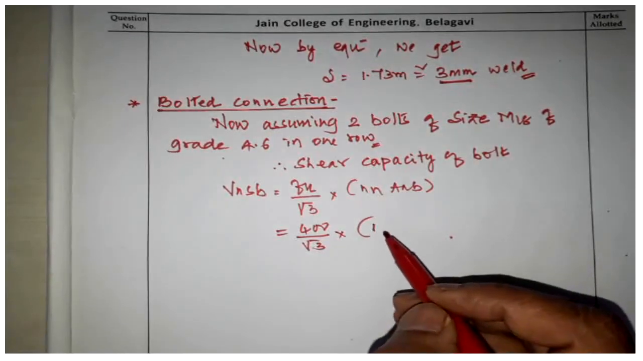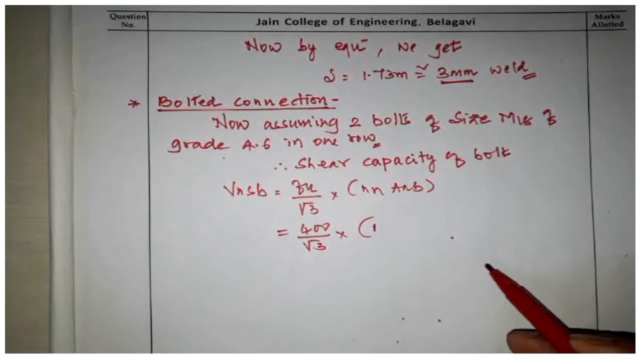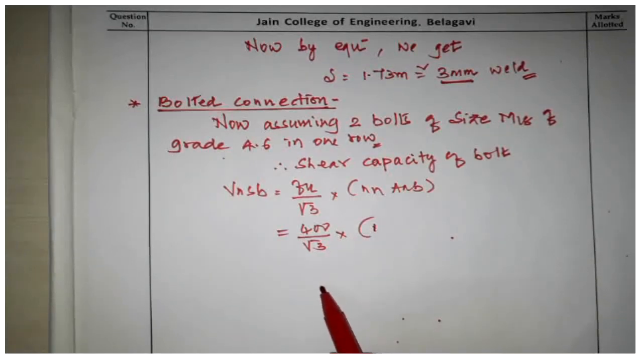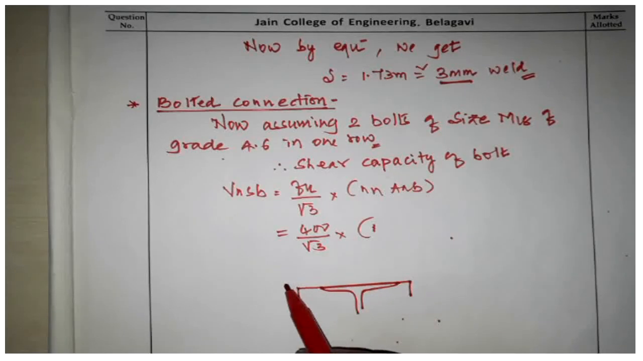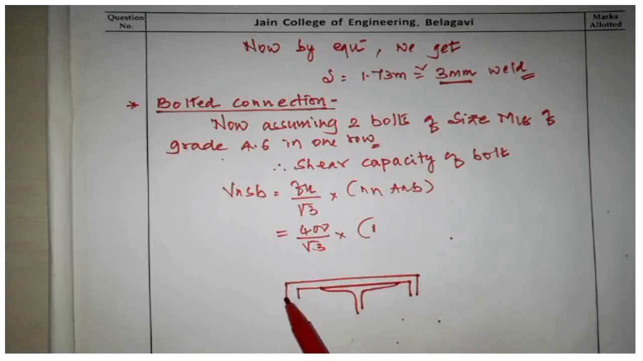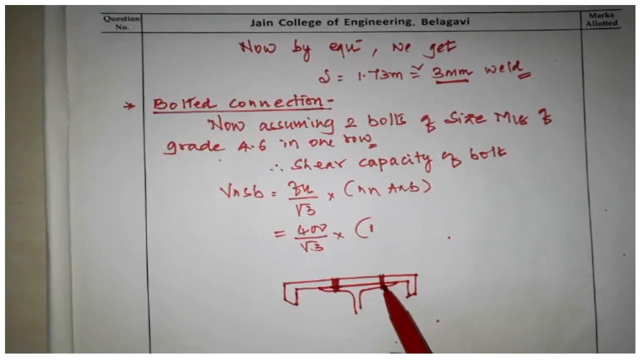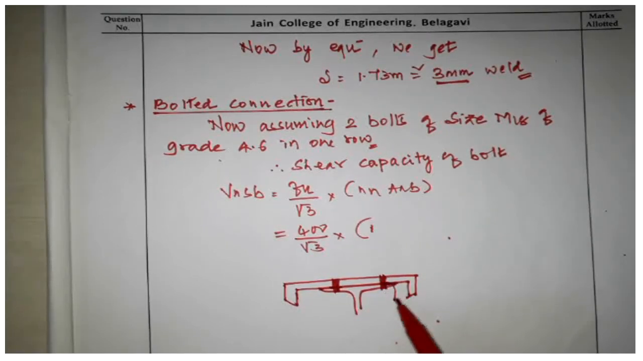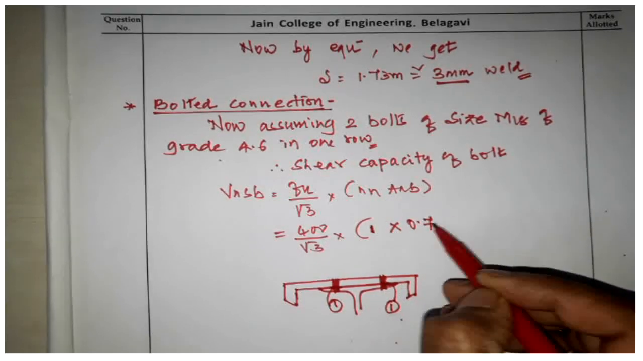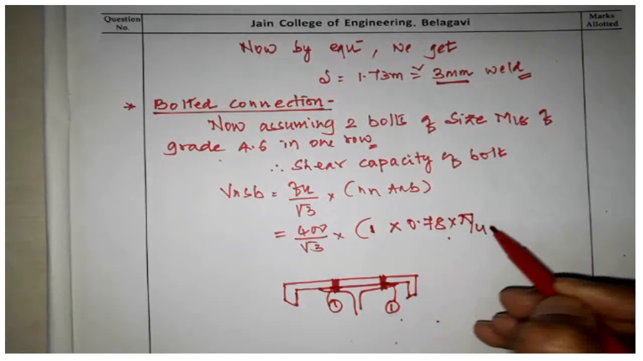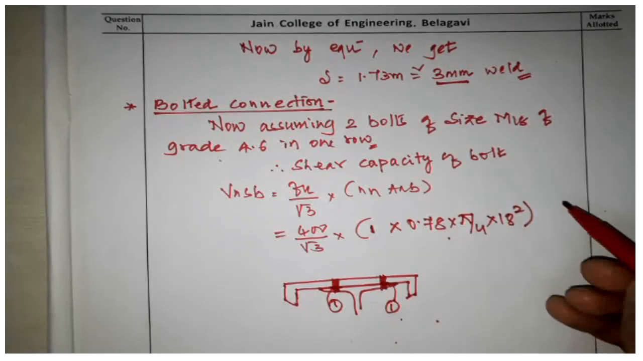n_n, the number of shear planes, is only one, because if you see here, the I section is like this, and over that we have the channel section, and we are putting the bolt here, which means there is only one shear plane. Okay, only one shear plane. You can see there is only one shear plane here. So that's why n_n is 1 into 0.78 into pi by 4, diameter is 18 square, into 2.